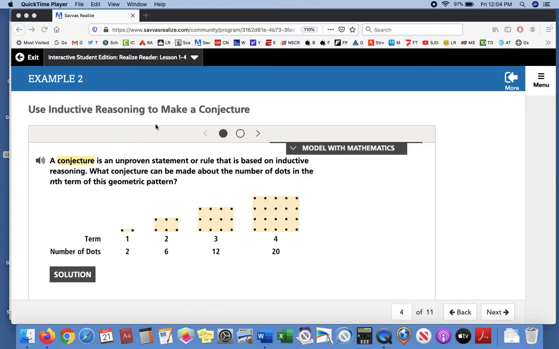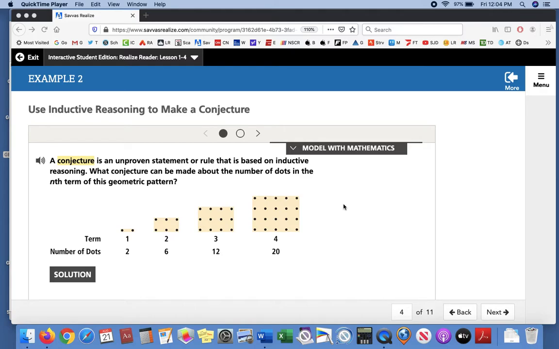Use inductive reasoning to make a conjecture. A conjecture is an unproven statement or rule that is based on inductive reasoning. It's a guess, an educated guess. What conjecture can be made about the number of dots in the nth term of this geometric pattern?